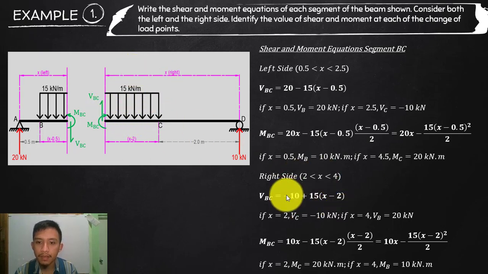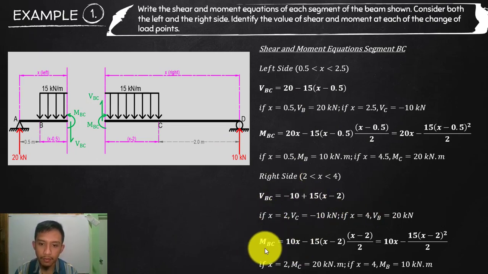Okay, so this is our shear equation on your right side within your BC. I want to get your shear at C and B. What is the distance from your D? 2. Substitute 2, and that will be negative 10, which is the same as this BC. And then at distance 4, which is your point B, substitute that there, and your shear will be 20, which is the same as the shear we established using the left side. Okay, so the same using the right side.